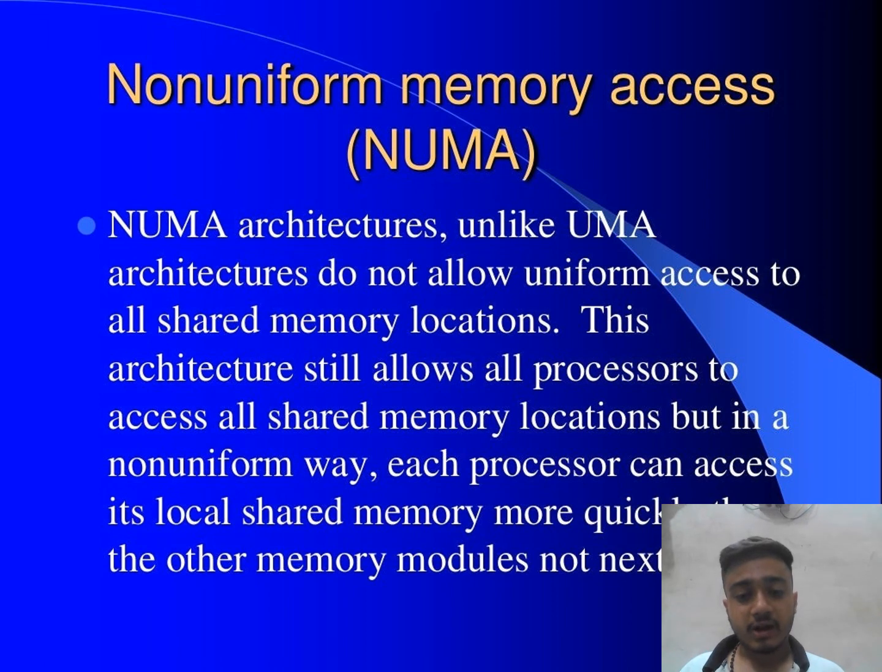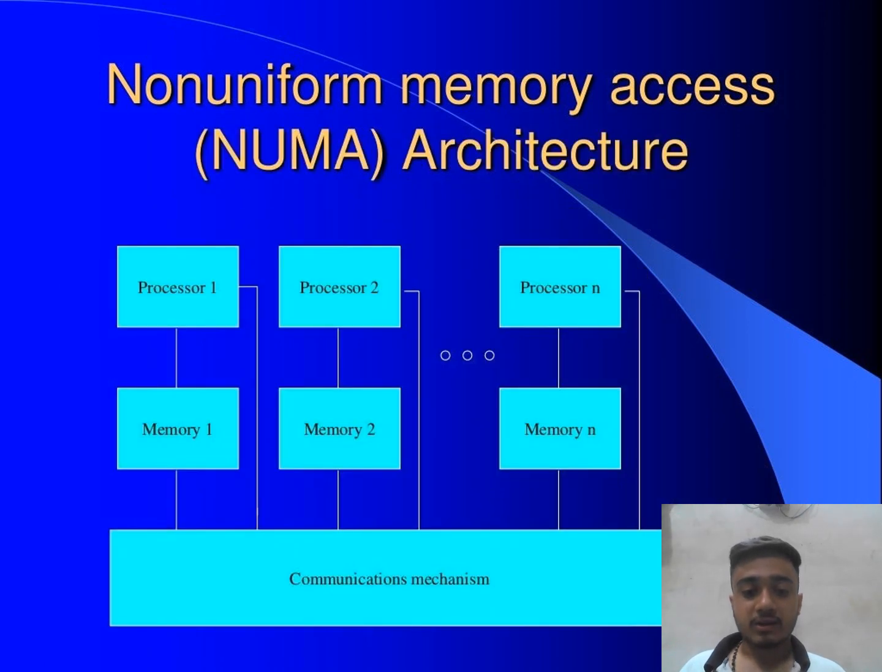Non-uniform memory access (NUMA). NUMA architectures, unlike UMA architectures, do not allow uniform access to all shared memory locations. This architecture still allows all processors to access all shared memory locations, but in a non-uniform way. Each processor can access its local shared memory more quickly than the other memory modules. This is the image for the non-uniform memory access architecture.